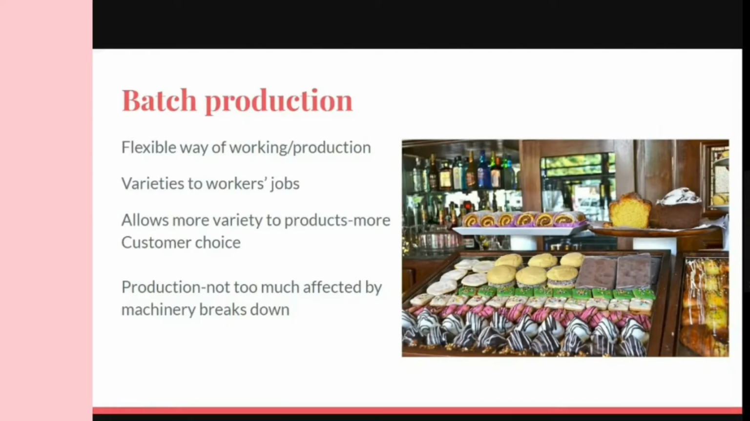And production may not be affected to any great extent if machinery breaks down because it's divided into different batches. So if one machine breaks down, it wouldn't affect the other process of the work.